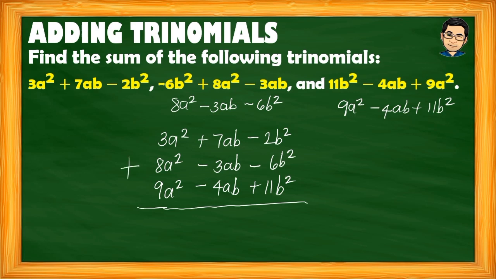3a squared plus 8a squared, that is 11a squared, plus 9a squared, that is 20a squared. Next, 7ab plus negative 3ab, that is positive 4ab, plus negative 4ab, magiging 0 na po. Next, negative 2b squared plus negative 6b squared, that is negative 8b squared. And then, plus 11b squared, so negative 8 plus 11, so that is positive 3. We follow the sign of the bigger value. So our final answer will be 20a squared plus 3b squared.